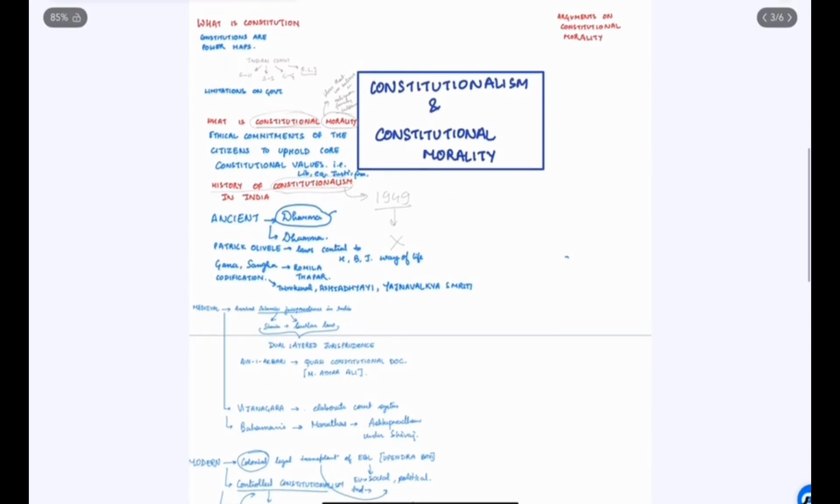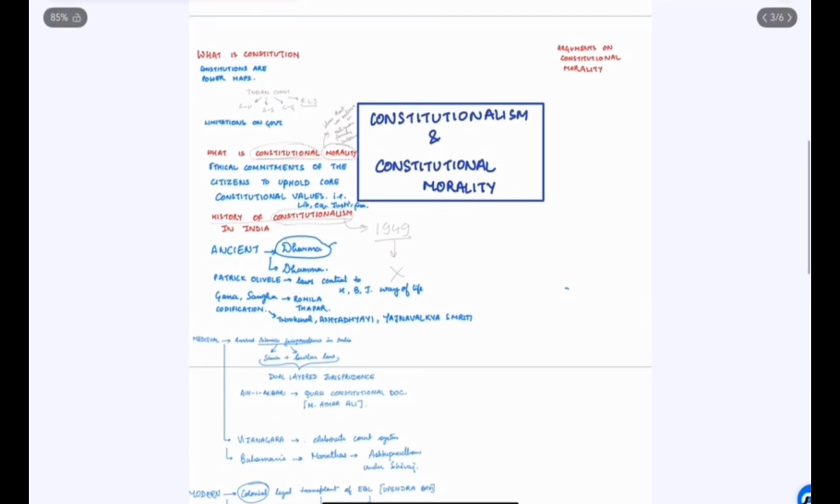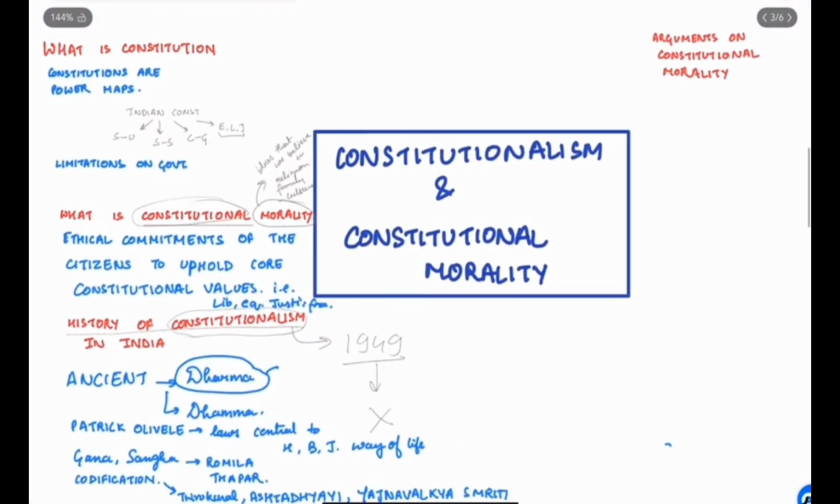Now we can see that constitutionalism is the way of governing, way of administration, way of living of the people of a country, and constitutional morality is deriving the moral values from the constitution. There is a very minute difference between the two, so they are often used interchangeably. Now let's come to arguments on constitutional morality.